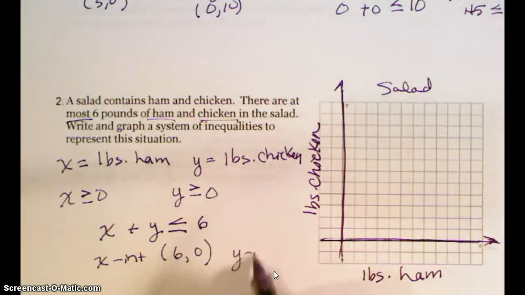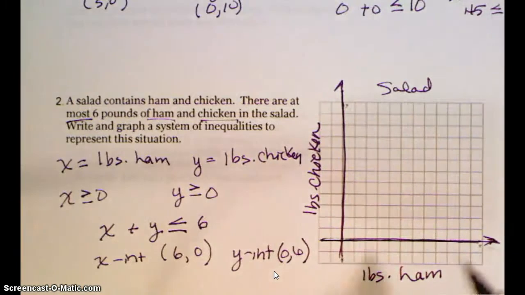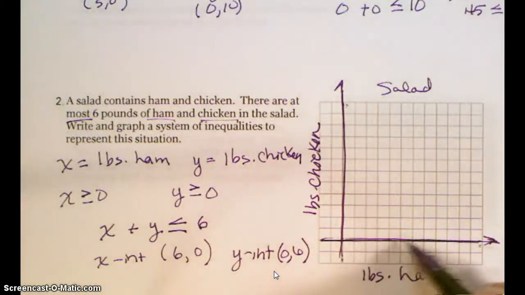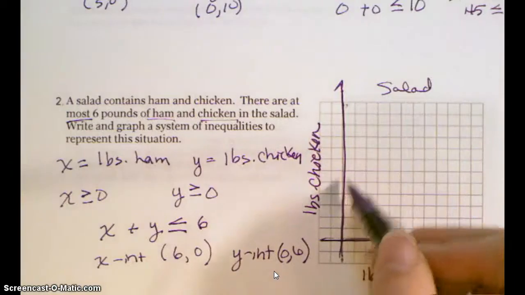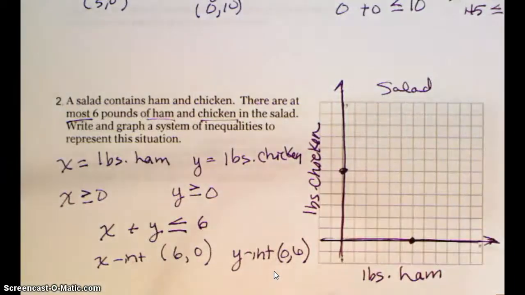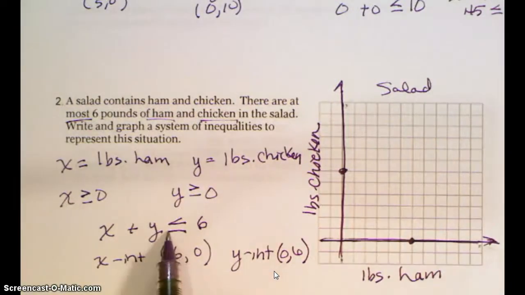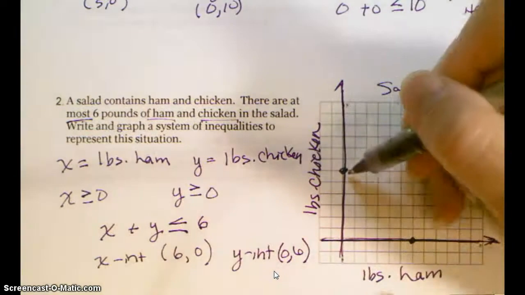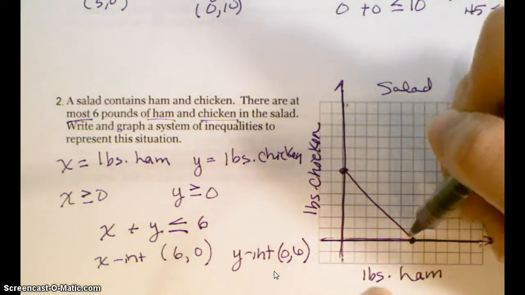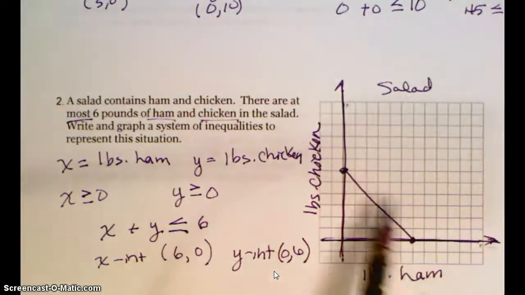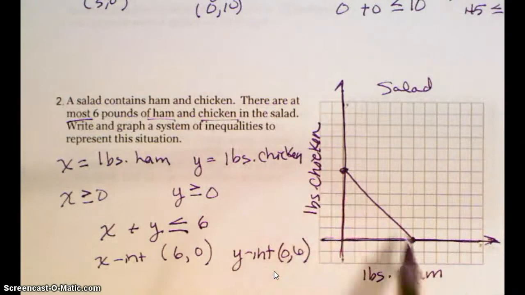And for y-intercept, that means I want y when x is 0. So when x is 0, y is 6. So 1, 2, 3, 4, 5, 6, 0. 1, 2, 3, 4, 5, 6, 0. Equals solid line. I already know everything here is positive, but let's look at this line.